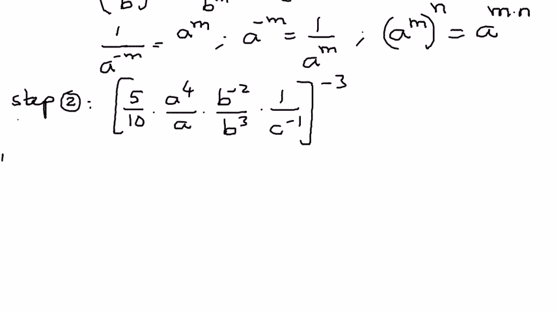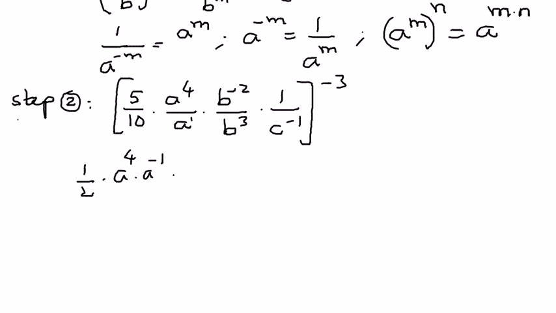The way to simplify this is as follows: 5 over 10 simplifies to 1 over 2, and then a to the power of 4, and I can write this as a to the power of 4 times a to the power of -1. I brought it up to the numerator. This means a to the power of +1. When I bring it up to the numerator, it becomes a negative exponent. So therefore, as long as the bases are the same, we can add the powers.